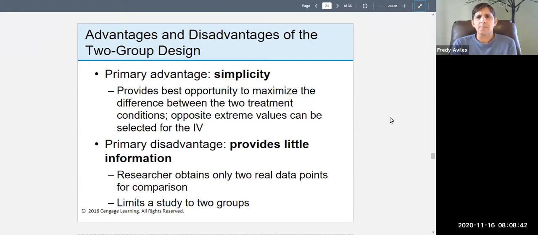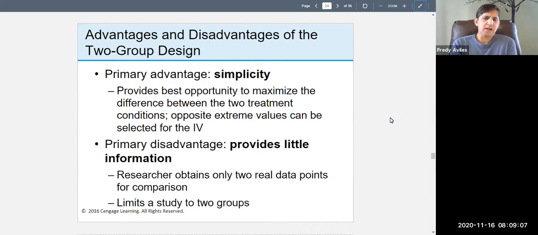So you can choose opposite extreme values for the independent variable. One group receives alcohol and you make sure that they are drunk, basically legally drunk. And the other group gets no alcohol. They're completely sober. Those are two extremes. You can compare groups like that to see if alcohol has an effect. So it's very simple. It's often used to see if something works at all.